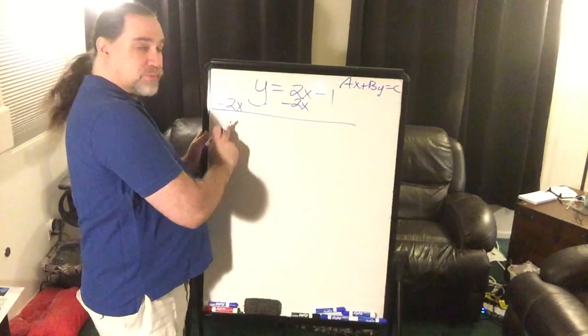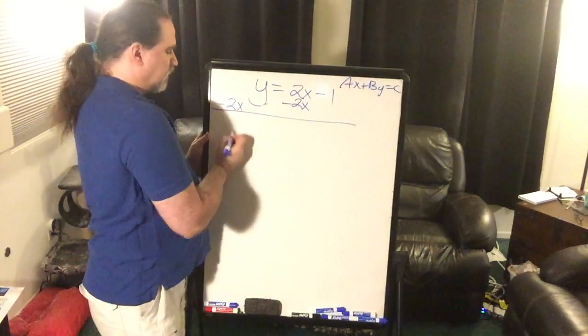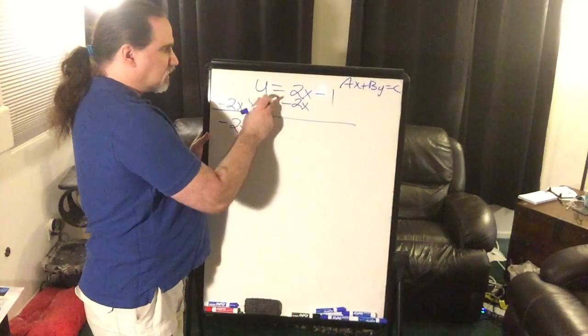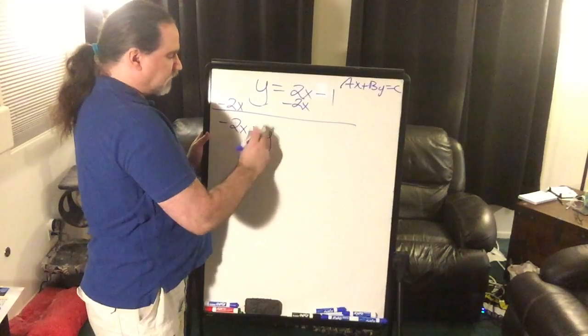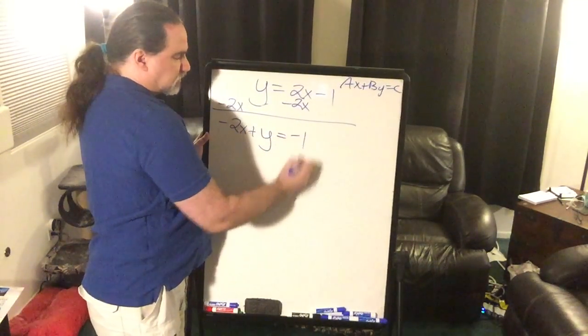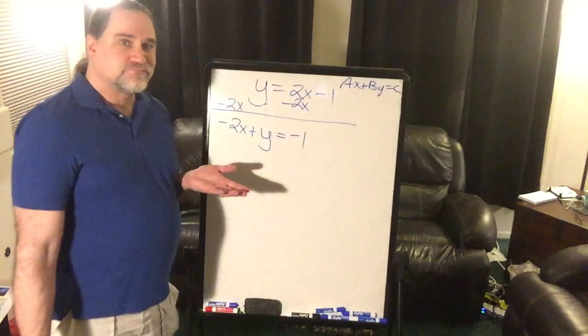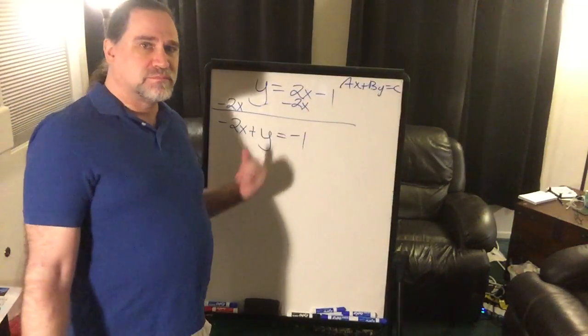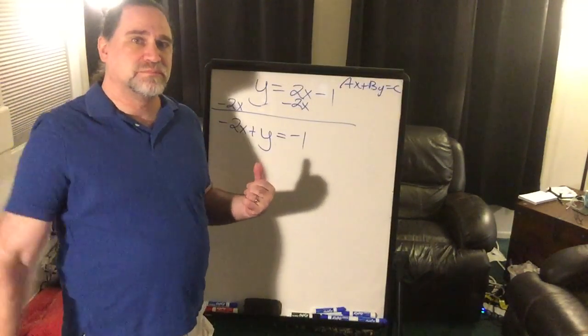Notice where I'm putting it. I'm putting it in the front because that's where I want it. Negative 2x, positive y, and if you had to envision the b value, it would be a 1, equals negative 1. Very easy to go from slope-intercept to standard form.